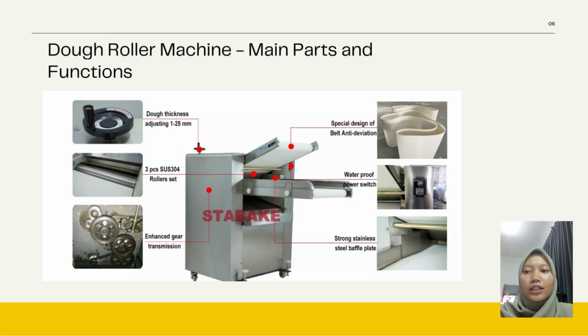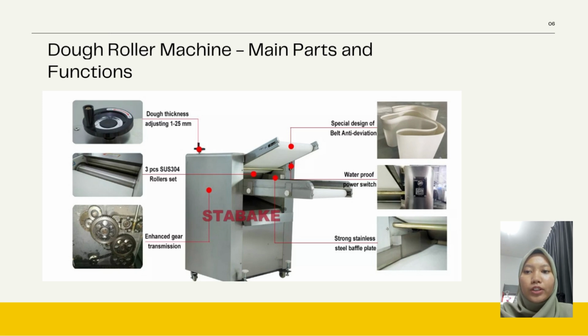And then, the anti-deviation belt design ensures that the conveyor belt runs straight and doesn't shift during operation. This helps prevent misalignment and reduces the risk of machine jamming. Next, the waterproof power switch improves operator safety.